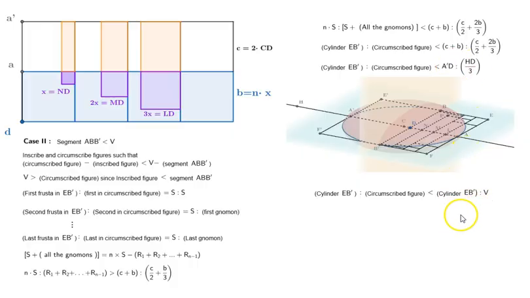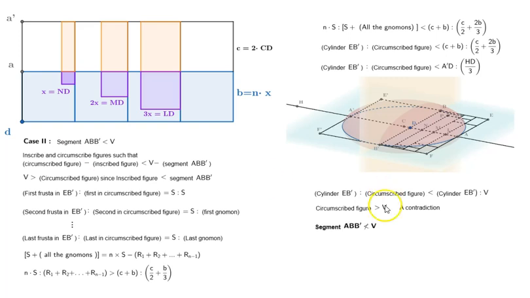Because in the previous slide we saw cylinder EB prime is to V is equal to A prime D is to HD by 3. So this here again cylinder EB prime, numerators both are equal. So that means circumscribed figure has to be greater than V to satisfy this inequality. In which case we end up with a contradiction, because we started off by saying V is greater than circumscribed figure. But we are ending up with circumscribed figure is greater than V.